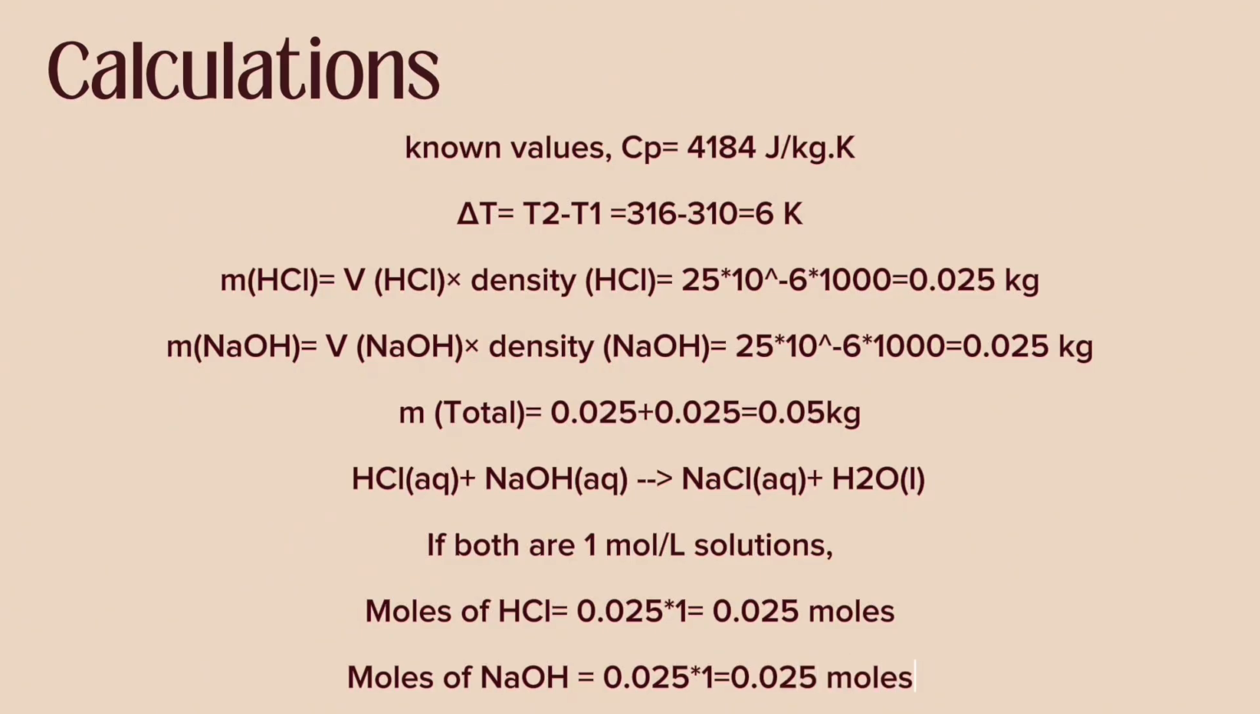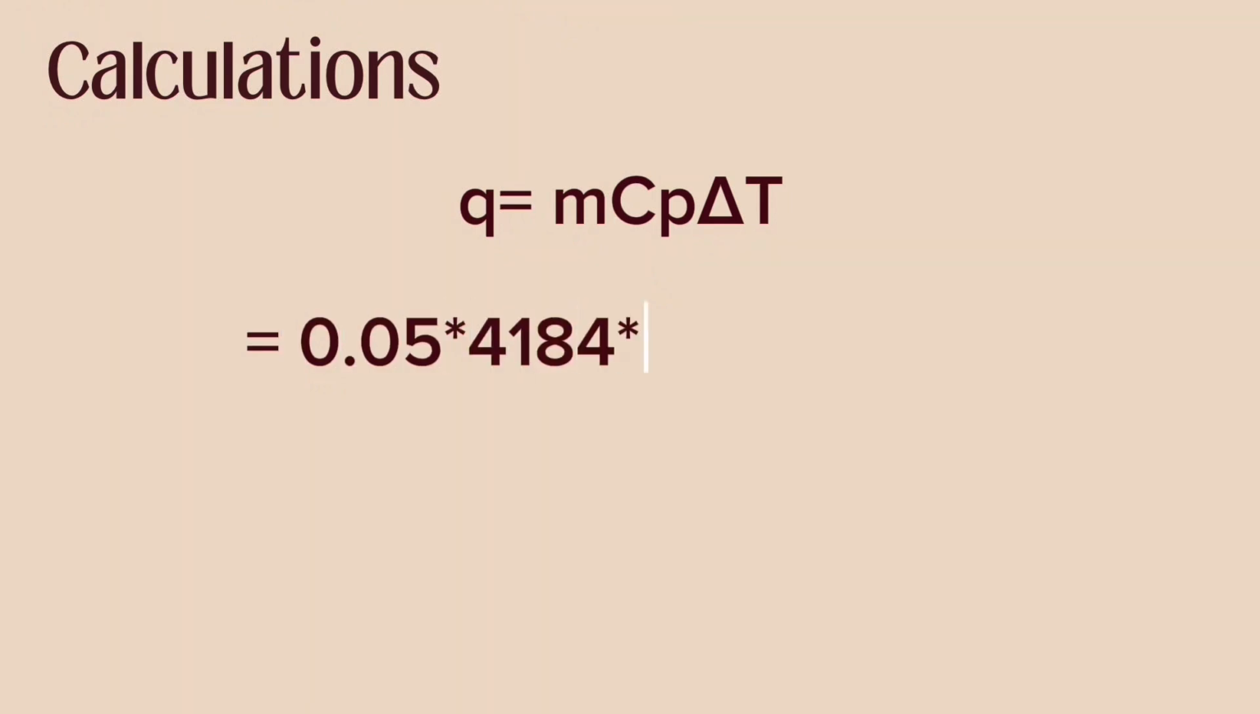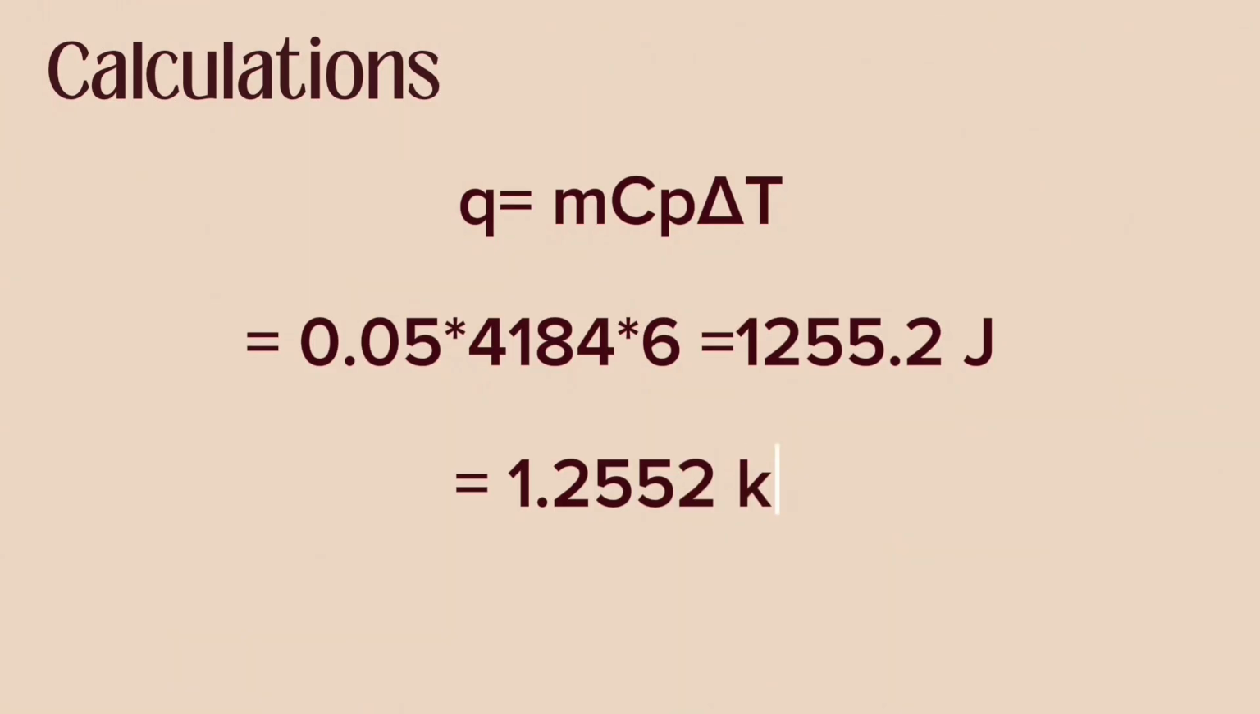So here we have already calculated all the values that need to be substituted. So let's see the equation. Q is equal to m Cp delta T. Here the mass is 0.05 kilogram, the Cp value is 4184 joule per kilogram Kelvin, and delta T is 6 Kelvin. By multiplying these we get the value as 1255.2 joules. Converting it to kilojoules, we get 1.2552 kilojoules.